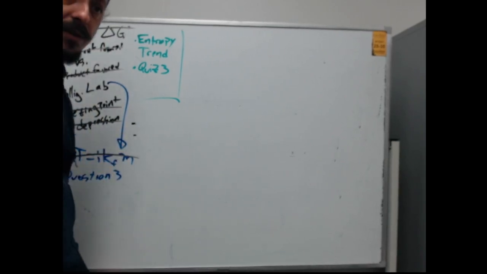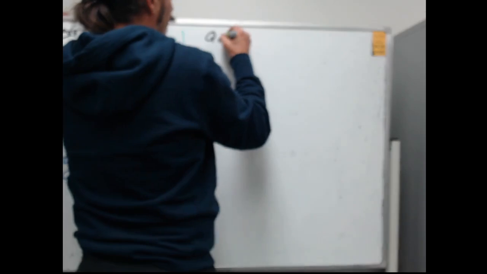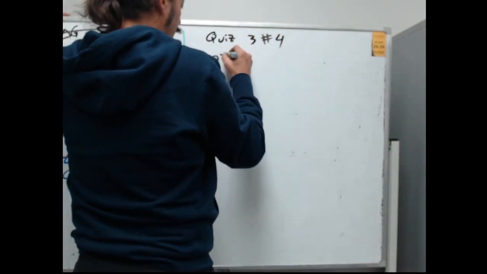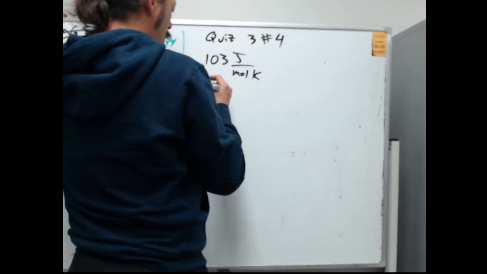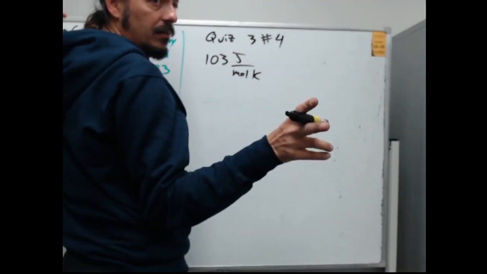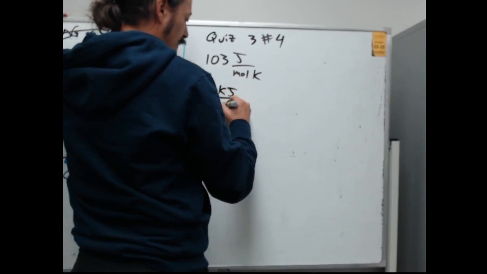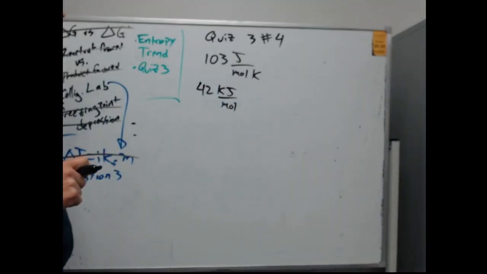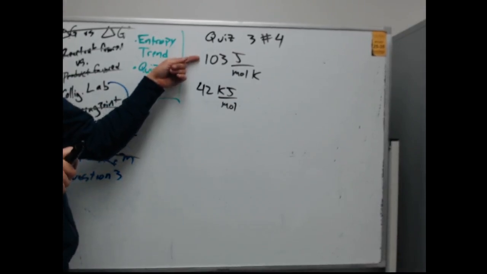Quiz 3, number 4. A process increases the entropy of the system by 103 joules per mole Kelvin and absorbs 42 kilojoules per mole of heat from the surroundings. Does this process favor products at high temperatures or low temperatures, and at which temperature does it switch? What was the delta S, positive or negative? I missed that detail. It's important.